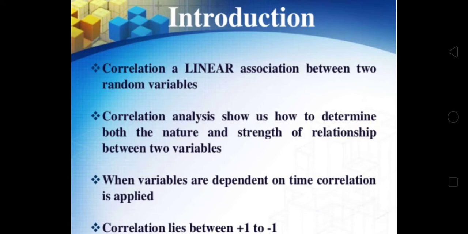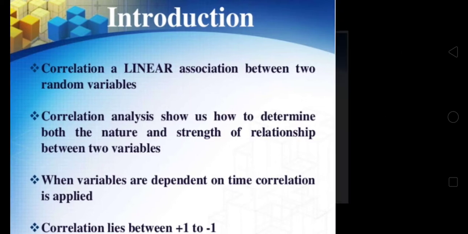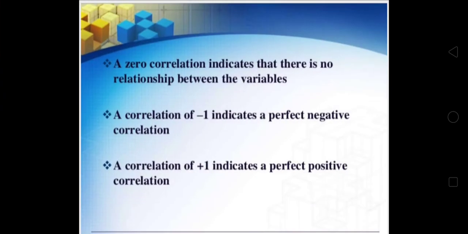Introduction I am giving to you regarding the correlation. Correlation is a linear association between two random variables. Secondly, correlation analysis shows how to determine both the nature and strength of the relationship between the two variables. When variables are dependent on time, correlation is applied. And correlation lies between +1 and -1. A zero correlation indicates that there is no relationship between the variables. A correlation of -1 indicates a perfect negative correlation, and a correlation of +1 indicates a perfect positive relationship.